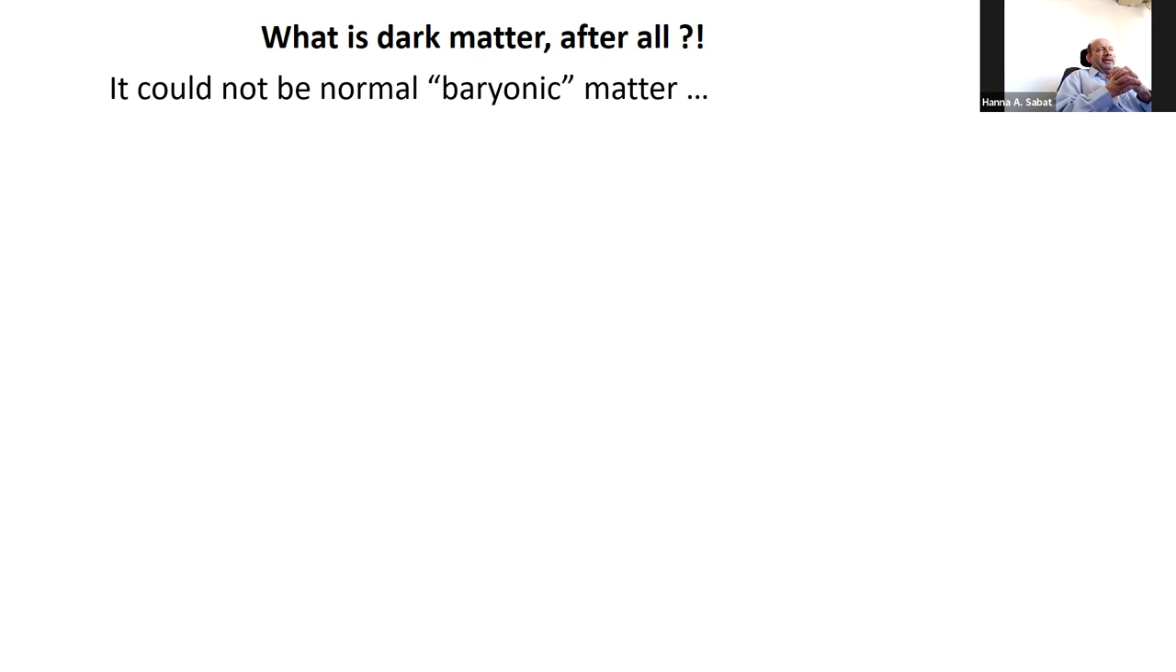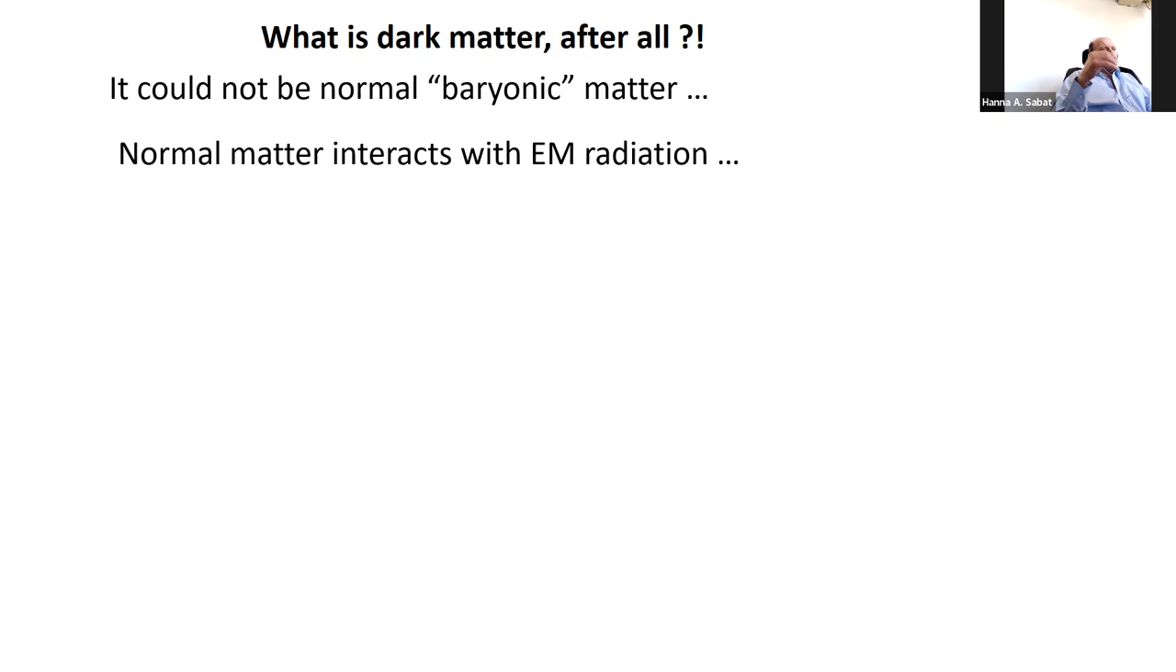At the outset, it was assumed that dark matter is normal baryonic matter. Okay, we know that baryons and leptons and all the stuff described by the standard model cannot be dark matter, for the simple reason that they would interact using the electromagnetic interaction or the weak and nuclear forces, etc. So it could not be normal baryonic matter. That's one thing. I have said this, the interaction with the electromagnetic radiation.